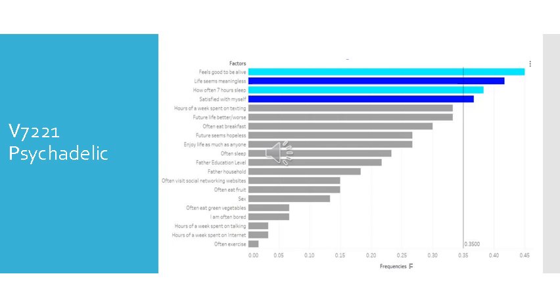This slide shows what factors actually made the cutoff threshold. We have a cutoff threshold set at 0.35. The factors that made the cutoff threshold were: feels good to be alive, life seems meaningless, how often 7 hours sleep, satisfied with myself. The ones highlighted in dark blue, life seems meaningless and satisfied with myself, would be positive responses that made it past the threshold, but also survived the cross-validated algorithm.